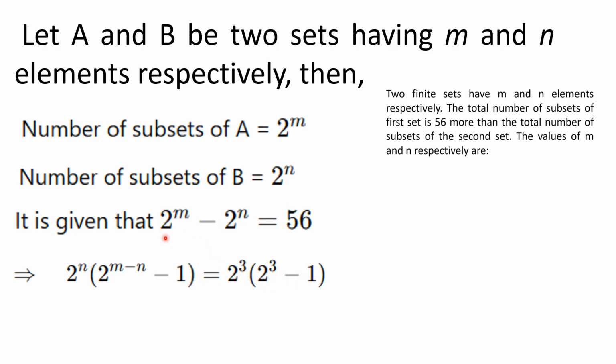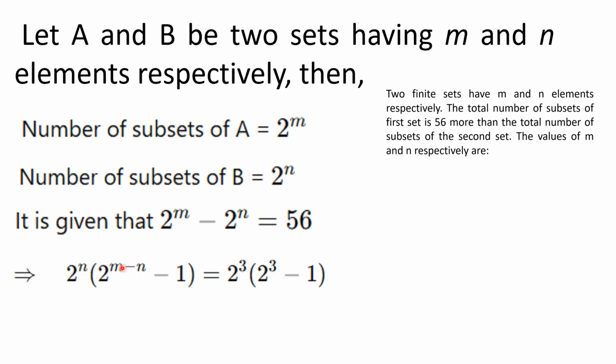So you can observe here in the left hand side, when you take 2 to the power of n common, 2 to the power of m becomes 2 to the power of m minus n. That is, 2 to the power of m minus n into 2 to the power of n is nothing but 2 to the power of m. Similarly, 2 to the power of n into minus 1 is minus 2 to the power of n. 56 is nothing but 8 into 7. 8 is nothing but 2 cube and 7 is nothing but 8 minus 1, that is 2 cube minus 1.